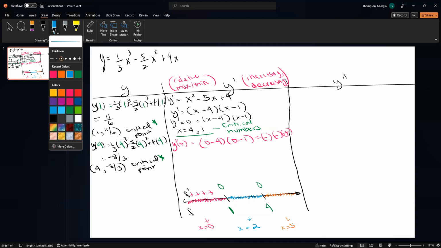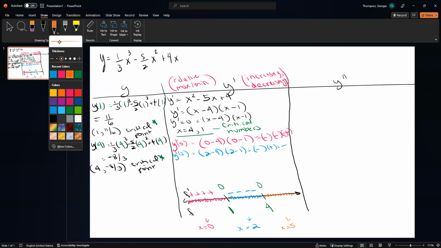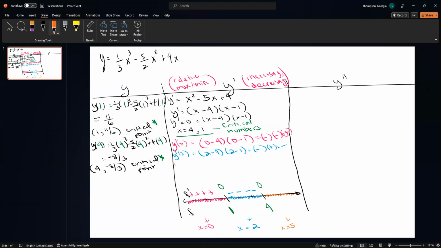And so for the next interval, I'm going to use x equals 2. So let me plug in a 2. Okay, so 2 minus 4 is going to give me a negative number, and 2 minus 1 is going to give me a positive. So this is going to give me a negative. And the last thing I do is I plug in my x equals 5. So let's go through the first derivative and put in 5. And that will give me a positive times a positive, which is a positive. So I'll have a positive here.